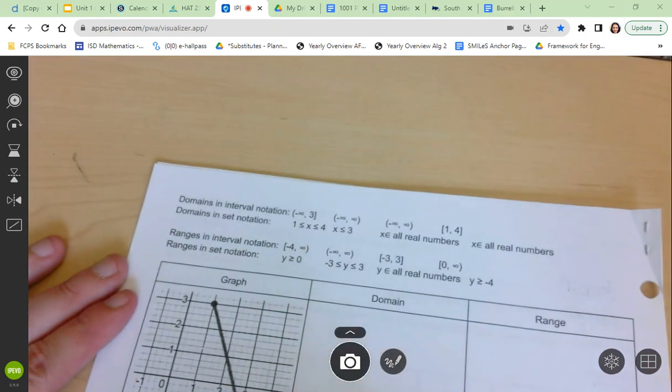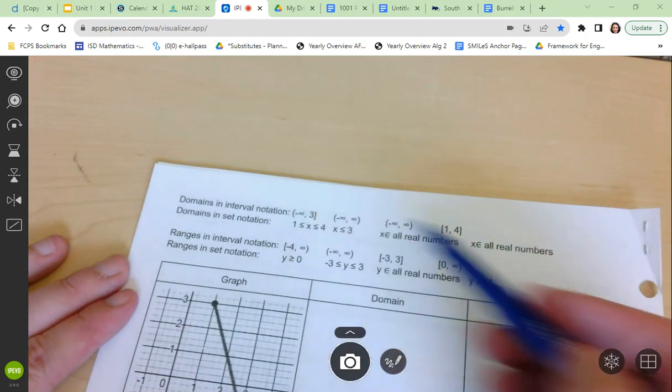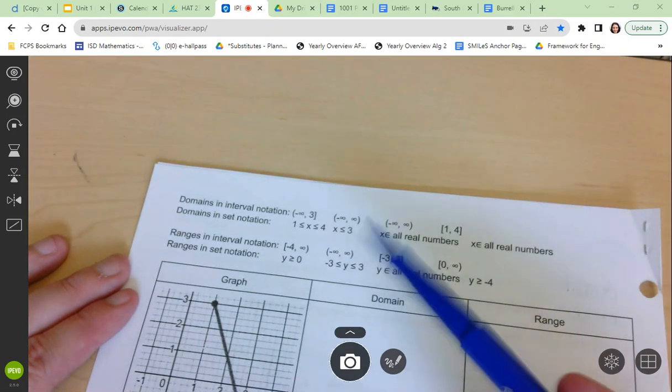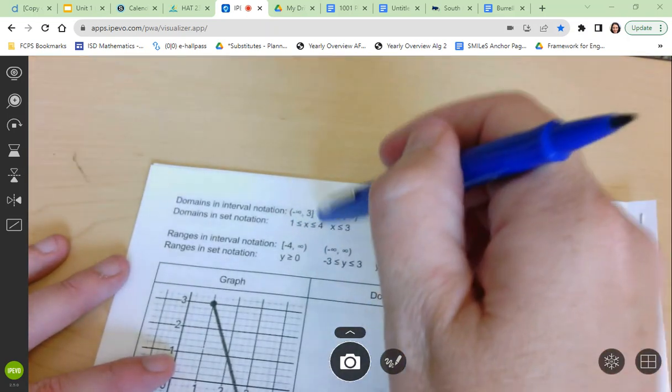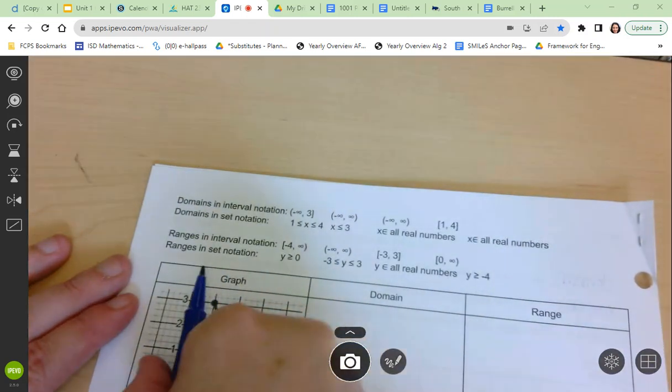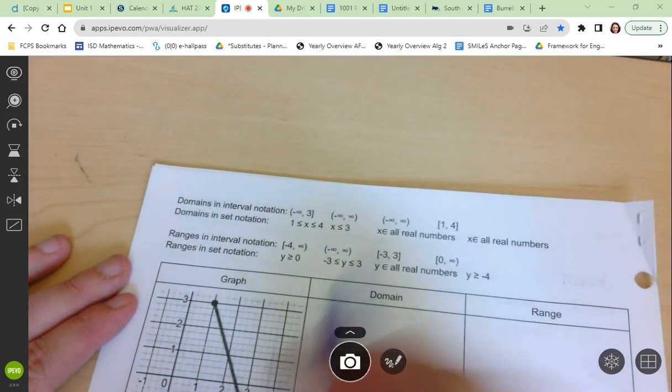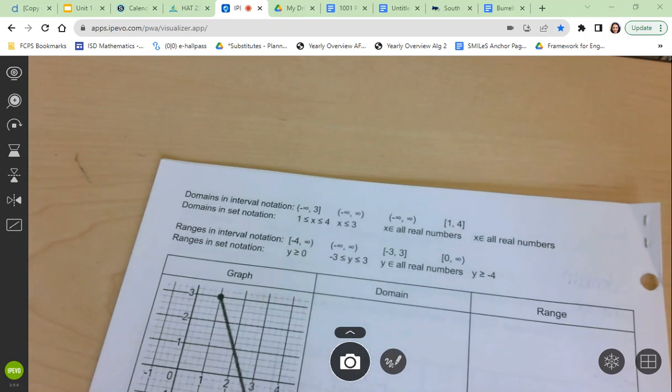Okay, so here's some graphs. Here are the domains and the ranges. So for each graph, you will choose a domain in interval notation and a domain in set notation that matches the X values. Okay? Work with your groups on that.